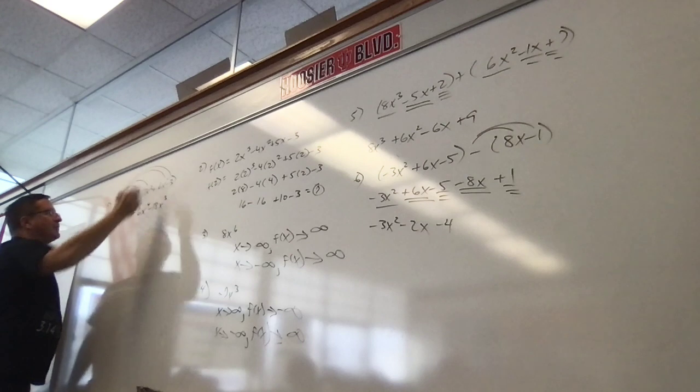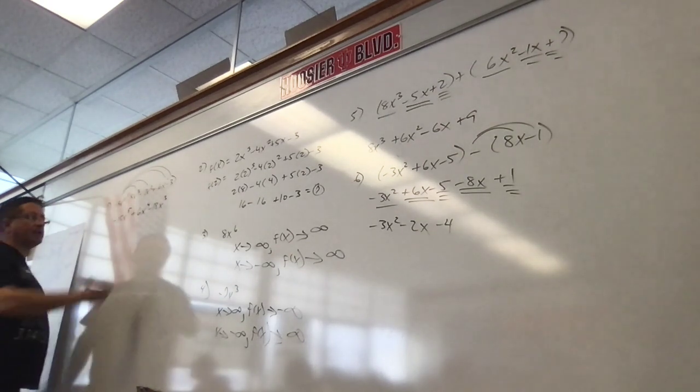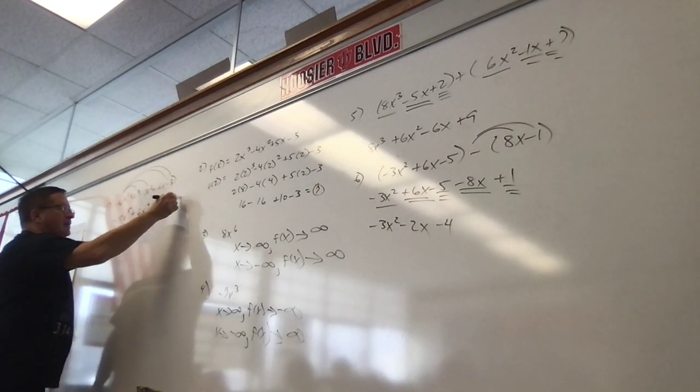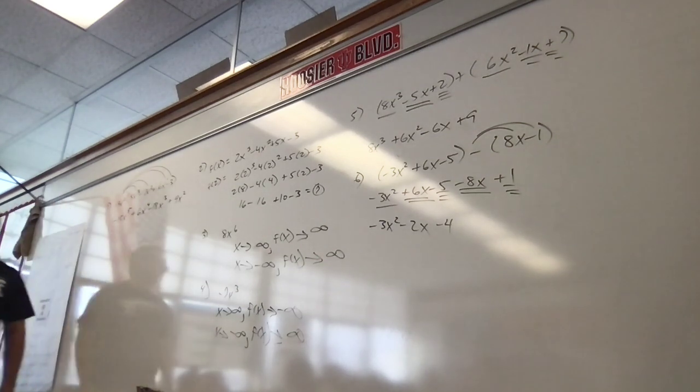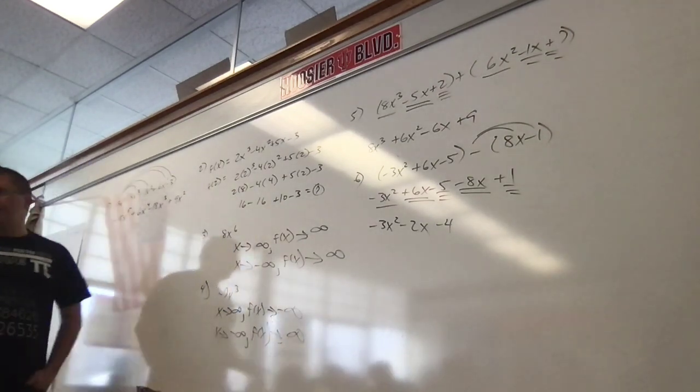And what's negative 3x squared times negative 3? Negative times a negative is a positive. 3 times 3 is 9. x squared. Put it in the right order. Combine like terms. They are, okay?